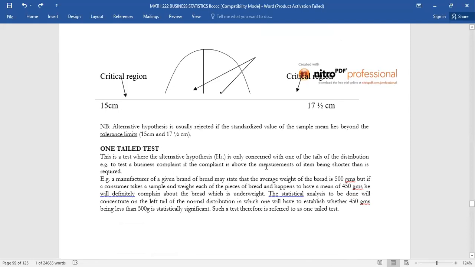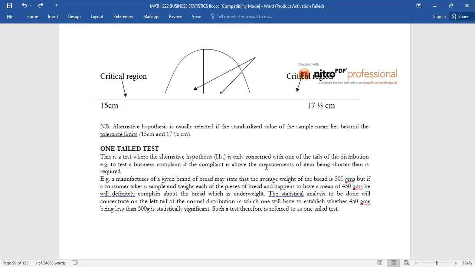When we are talking of the one-tailed test, this is a test where the alternative hypothesis is concerned with only one tail of the distribution of the data that we are given. So if we are testing a business complaint, if the complaint is about the measurement of the item being shorter or being upper, a good example is this: a manufacturer of a given brand of bread may state that the average weight of the bread is 500 grams. The standard size of the bread nowadays is 400, right? But if a consumer takes a sample and weighs each of the pieces of the bread, and they have a mean, an average of 450 grams, he will definitely complain about the bread which is underweight.